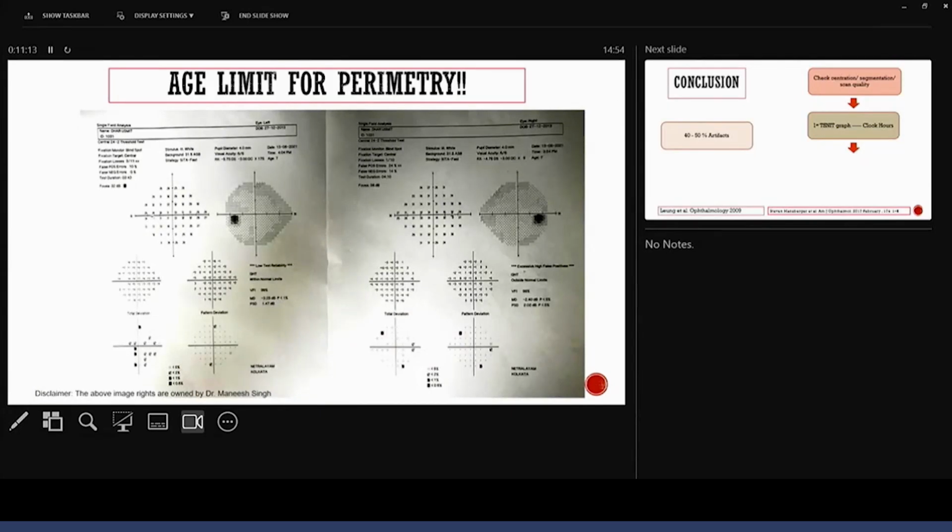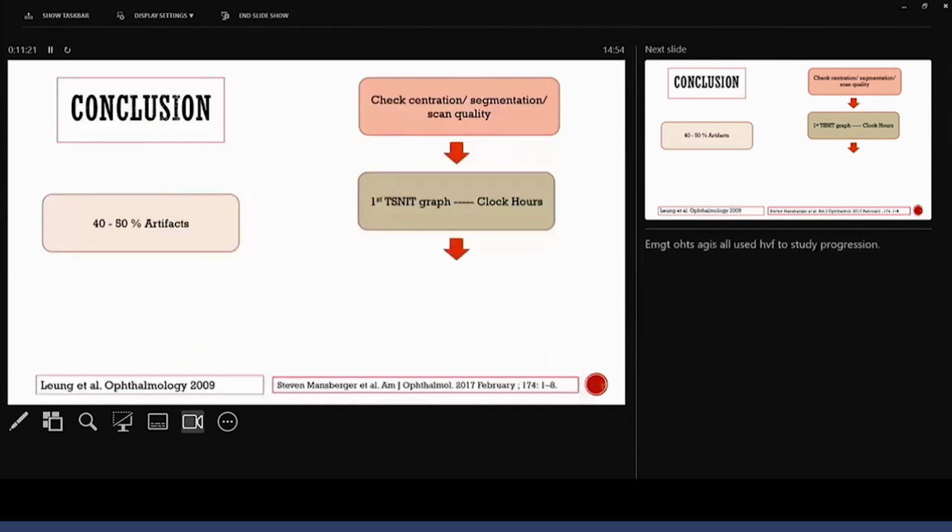So we kept the patient on follow-up, stopped the medication, and the patient was so smart, even at 7 years of age, he could do such a nice field. So we should not use OCT for patients less than 18 years of age.